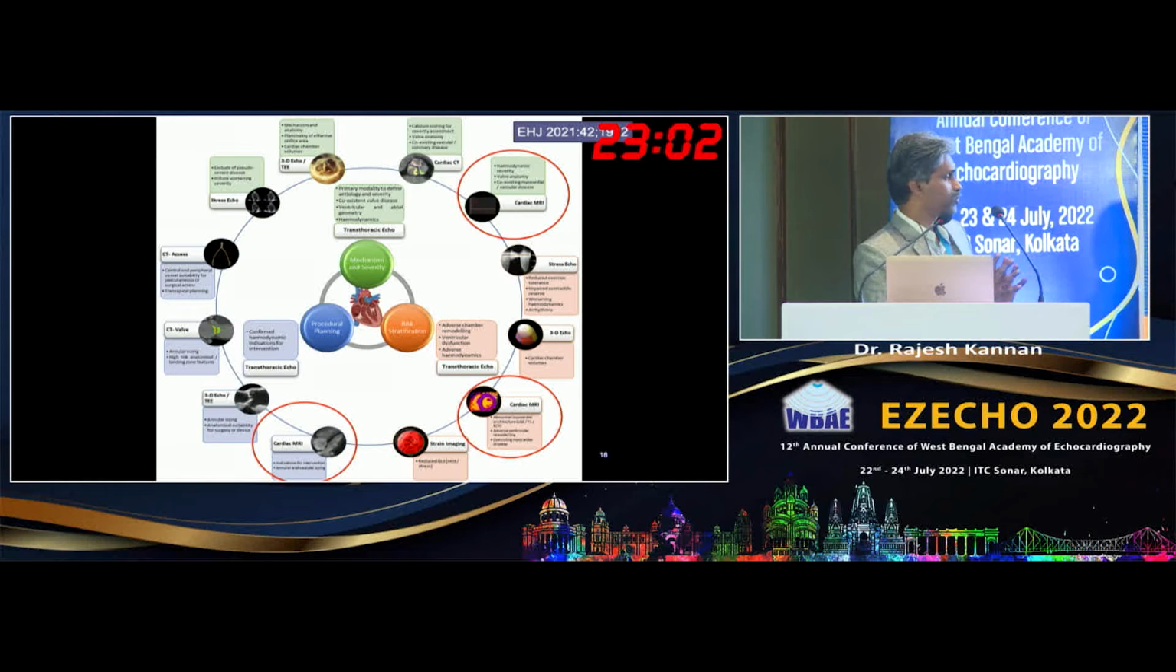So this shows the importance of multimodality imaging when you are looking at any myocardial pathology, especially valvular pathology, where cardiac MRI can be useful not only in assessing the severity and risk stratification, but also for pre-surgical planning.